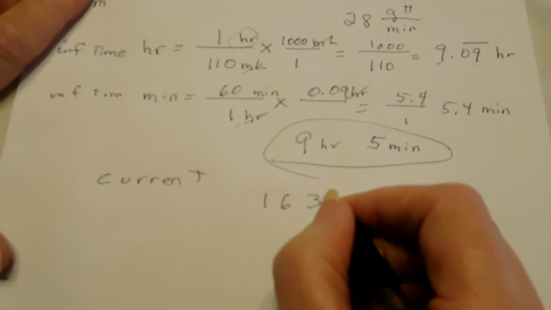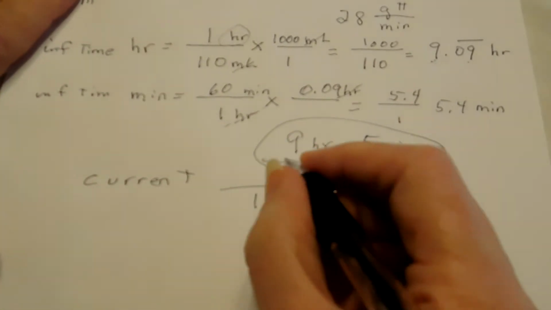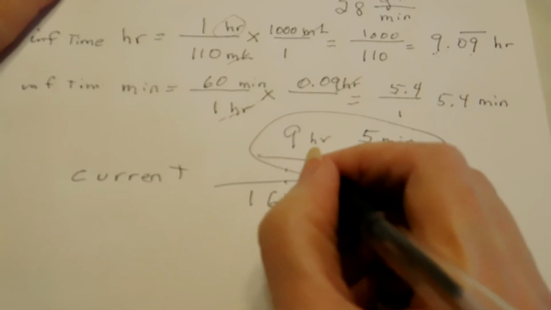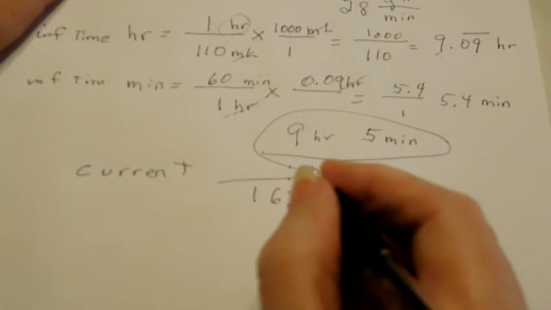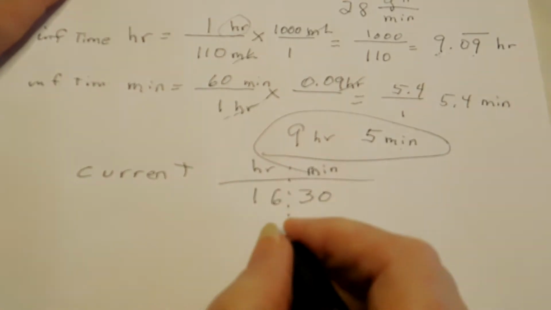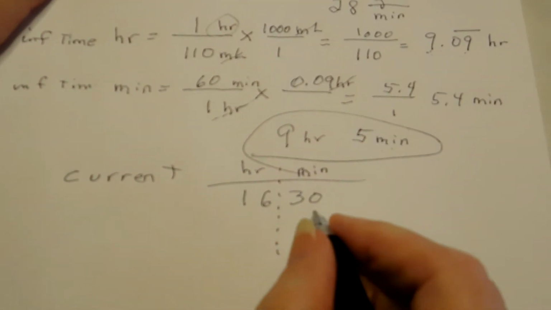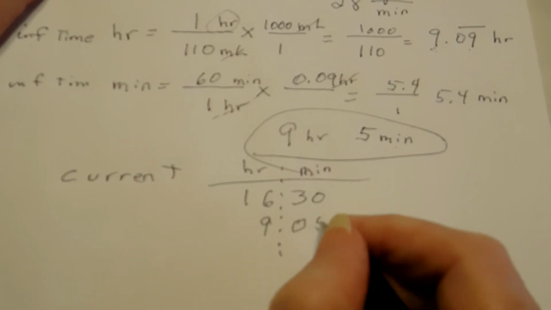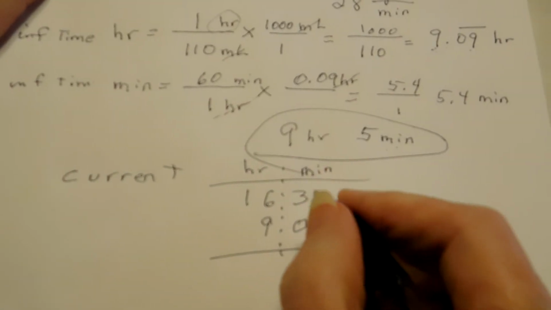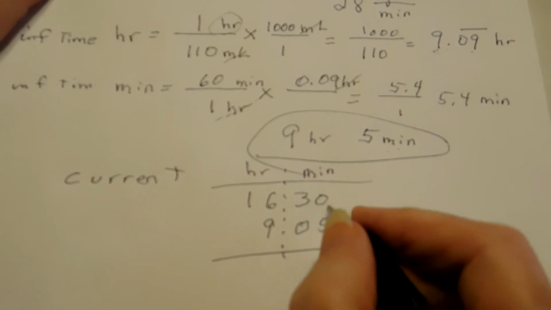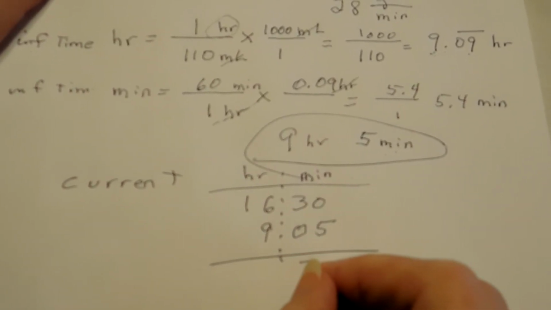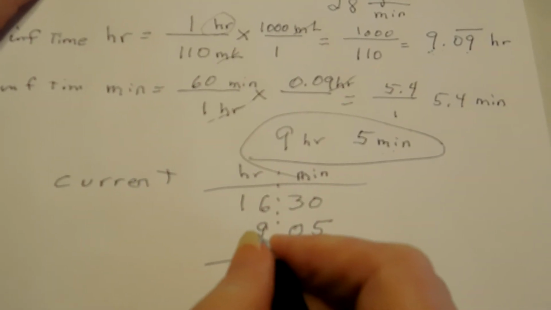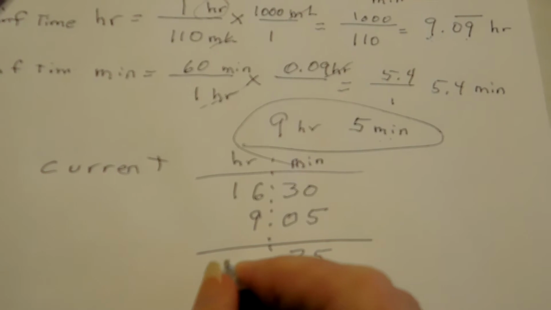1630 is our current time, and I strongly encourage you to separate your minutes and hours when you're doing this. So hours here and minutes. And 1630 plus our 9 hours and 5 minutes. Let's add the minutes together first: 30 plus 05 is 35 minutes. And 16 plus 9 is 25, isn't it?